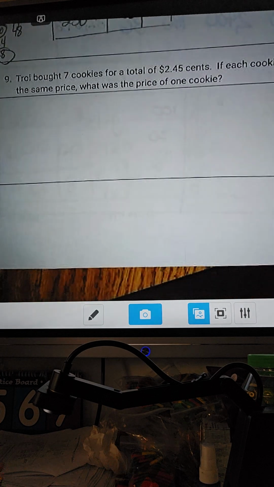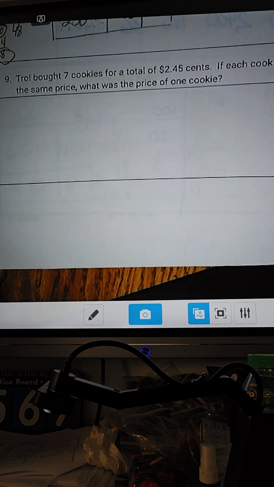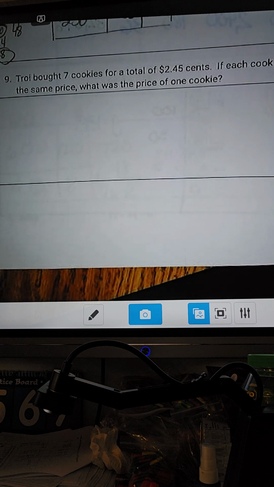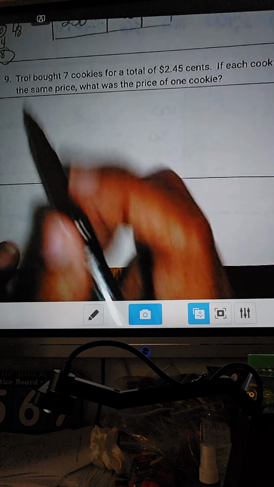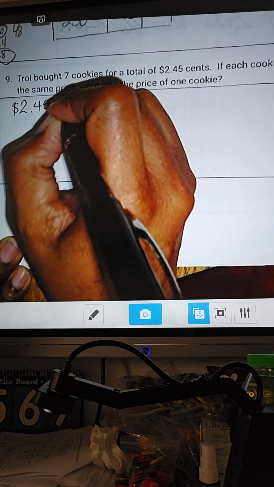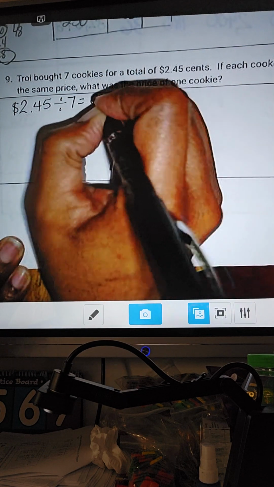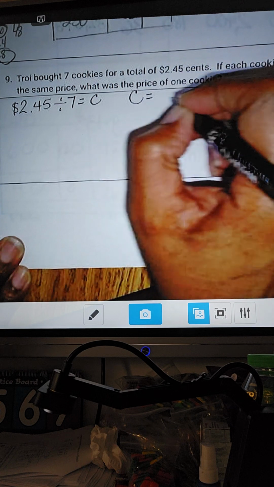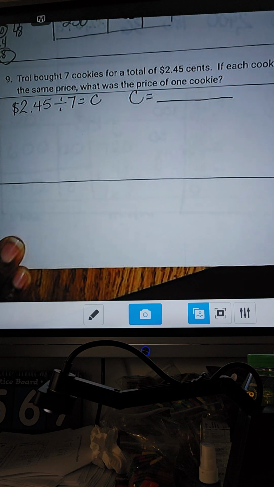All right, number 9. We need to speed up because we're at the end of our time already. Number 9. Troy bought 7 cookies for a total of $2.45. If each cookie was the same price, what was the price of one cookie? So in order to find out the price of one cookie instead of the price of 7 cookies, you must divide $2.45 divided by 7 equals C. Let's see what C equals. Okay?